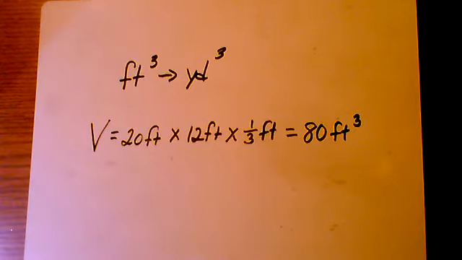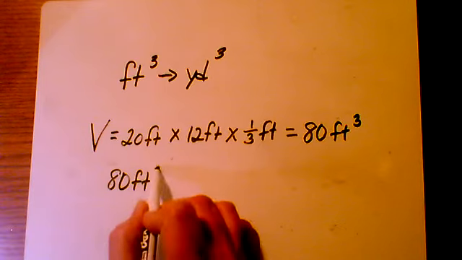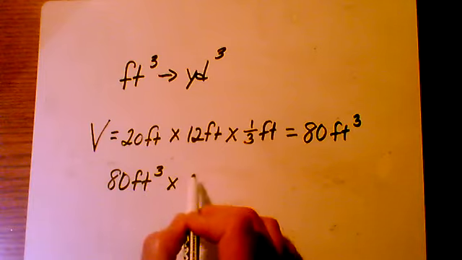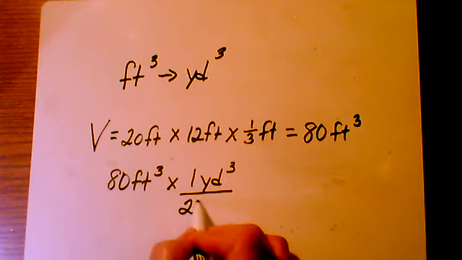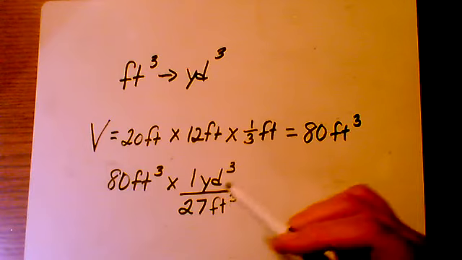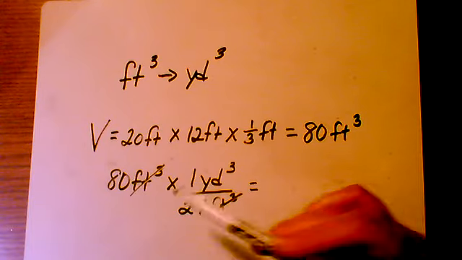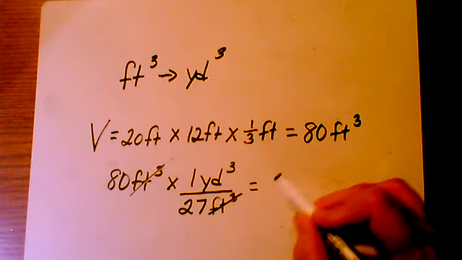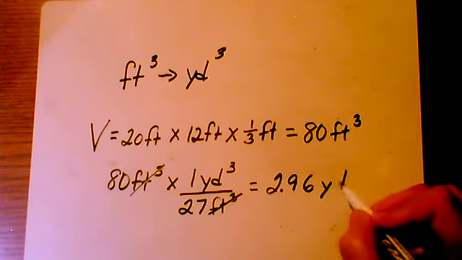So now we need to convert those cubic feet to cubic yards. So we have the 80 cubic feet, and you don't have to rewrite this if you can write it out all in a line. I just don't have room. So 80 cubic feet times the conversion factor, which would be one cubic yard per 27 cubic feet. And we can cancel out this and cancel out this, and we have 80 cubic yards divided by 27, which gives us 2.96 cubic yards.